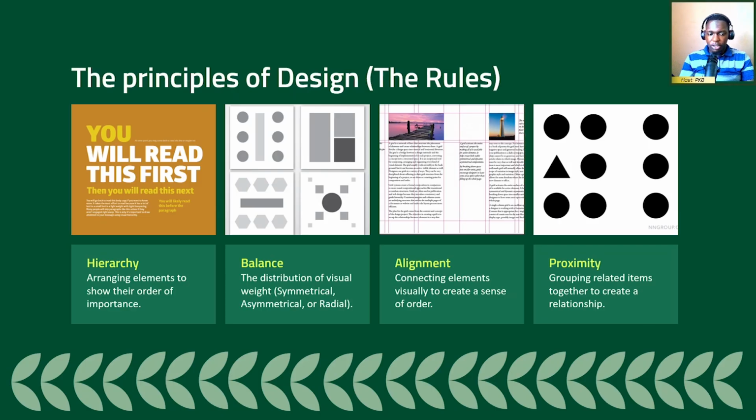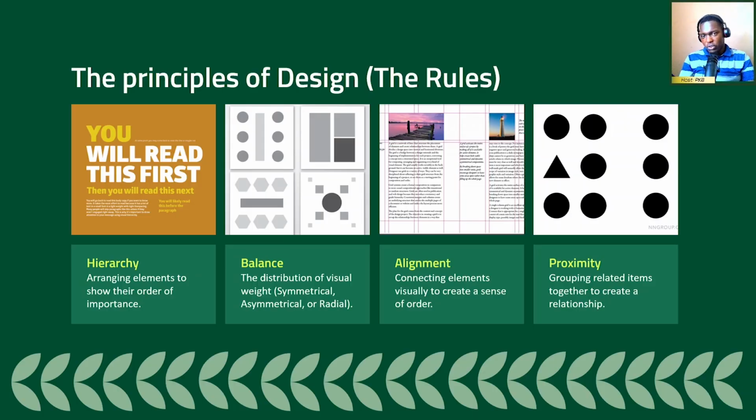Next, we have principles of design, or you can call them the rules of design. I think I mentioned this in the previous lesson. Our first example here is hierarchy. Hierarchy is the arranging of elements to show their order of importance. Hierarchy is one of the most important principles in design, especially when you are designing a flyer. You need to make sure that you arrange them from the most important to the least important.